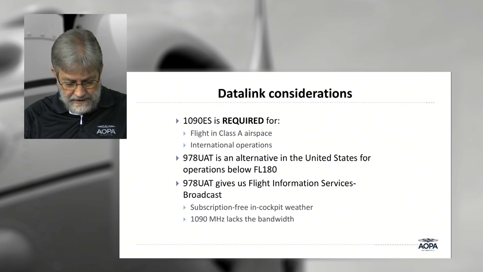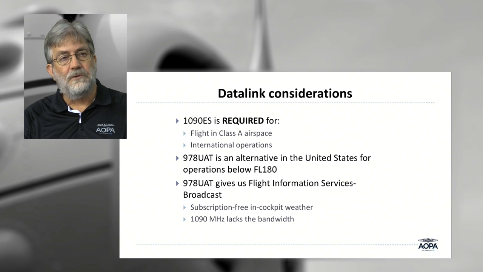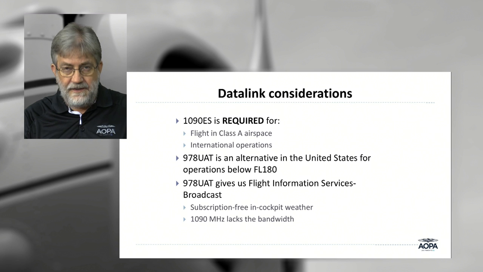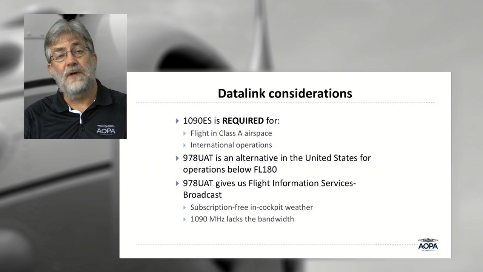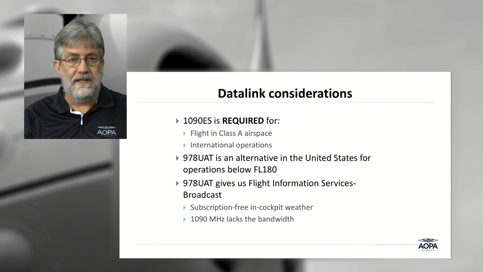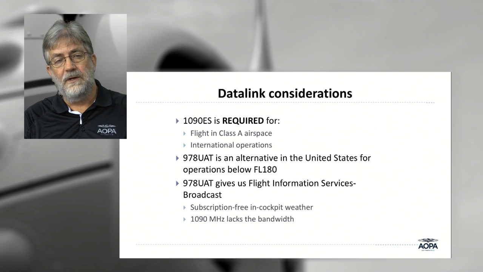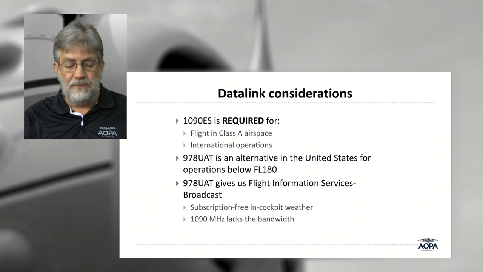So just to summarize, there are two data link frequencies that you can use here in the United States. There's the 1090 extended squitter. That's a 1090 megahertz Mode S transponder. The other option is a 978 megahertz universal access transceiver, or a UAT. These are different frequencies. The 1090 unit is going to be a transponder replacement. That 1090 ADS-B will be built into a transponder. The 978 UAT is going to be a remote box on a separate frequency.